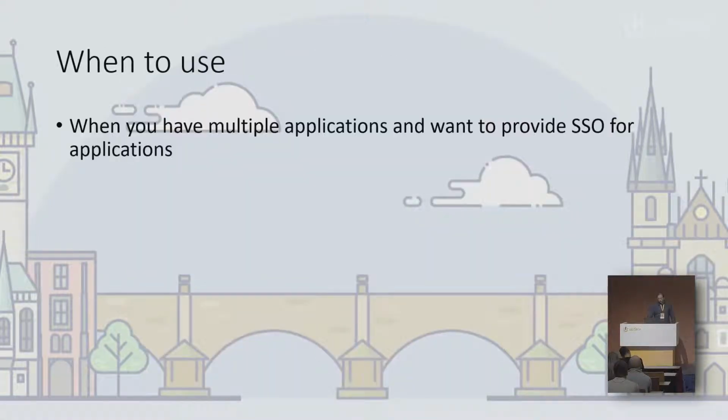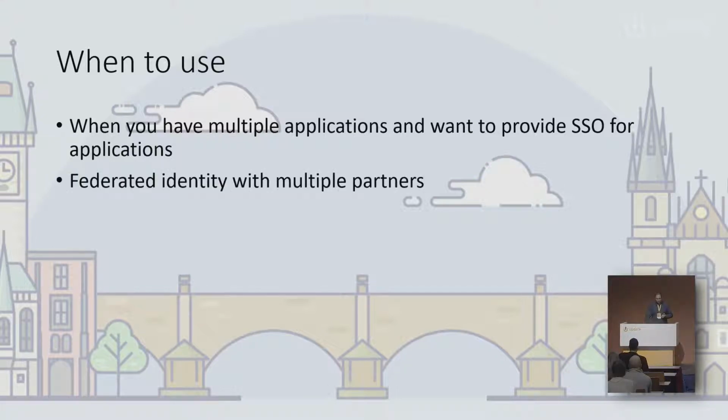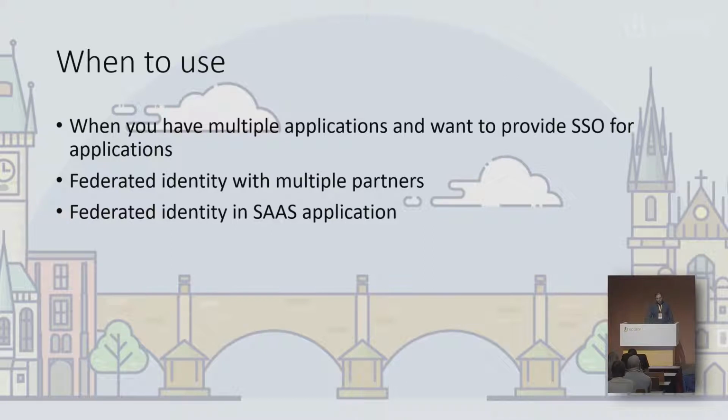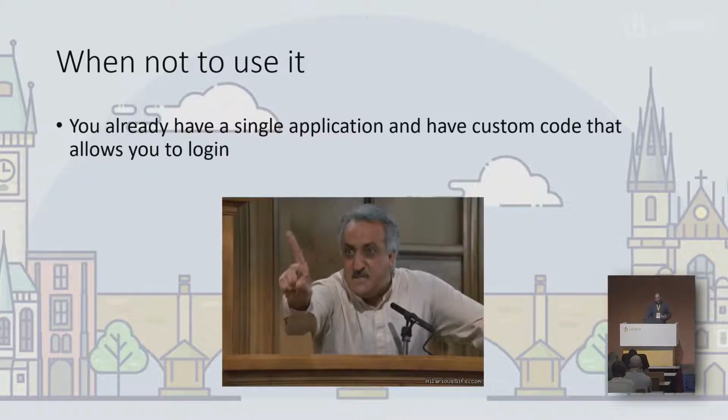So when to use this? When you have multiple applications and want to provide SSO. If you're building multiple applications and you need to have SSO, use an IDP. Also when you want federated identity with multiple partners. Let's say some other partner is going to join you, you might want to implement this too, in a SaaS application. And when not to use this: when you only have one application, there's no point. Why are you complicating your life with an IDP and all that stuff? Because you have to have a highly available IDP too.